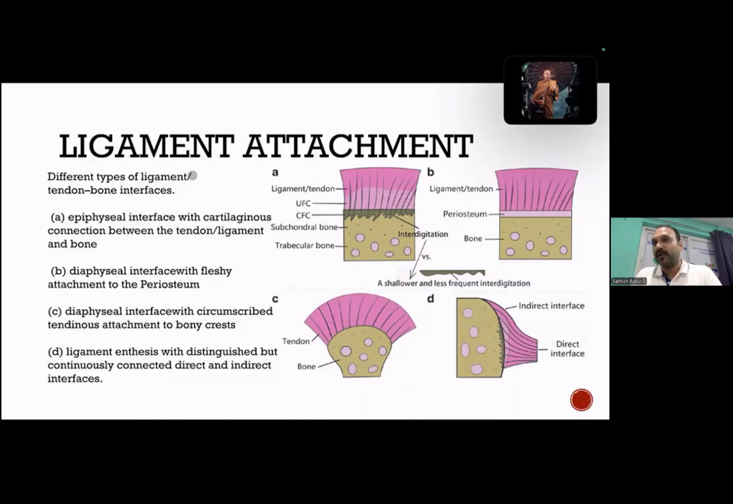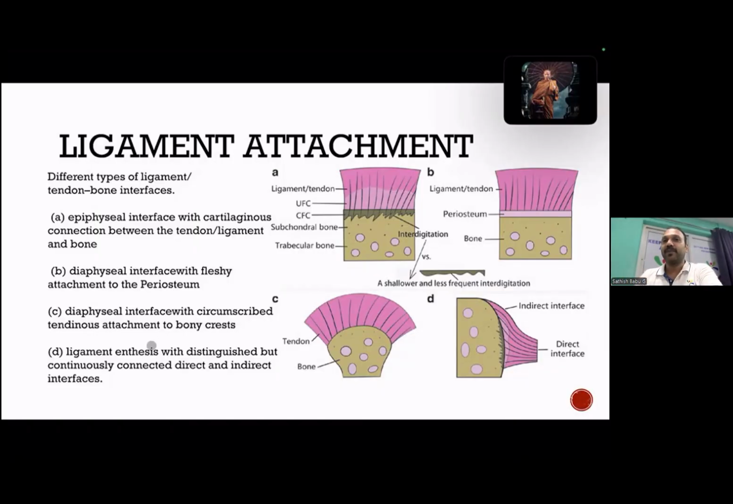So in the B, you can see the ligament tendon is directly attached to the periosteum and the bone. There is no in between epiphyseal cartilage. So there's no cartilage around this region, and the tendon or ligament is directly connected to the bones.